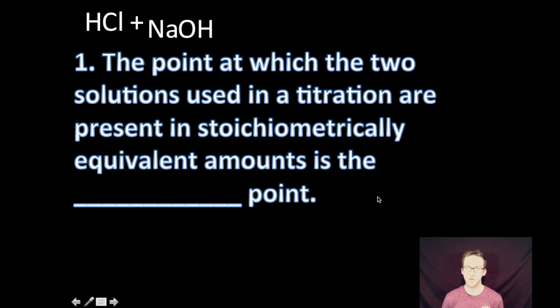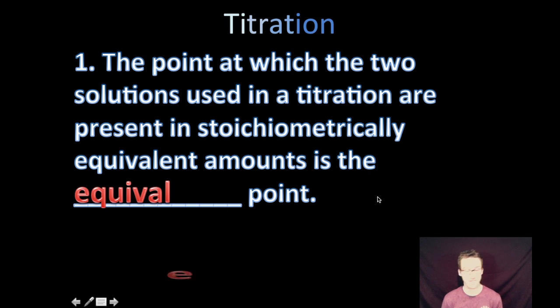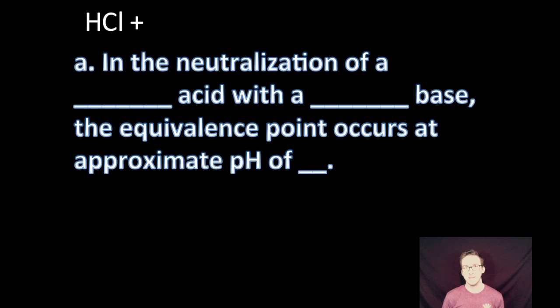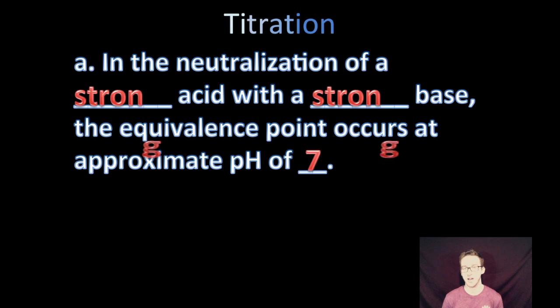Okay, now a couple of vocabulary terms before we dive any further into titrations. You need to recognize that the point at which the two solutions used in a titration, your titrant and your analyte, are present in stoichiometrically equivalent amounts is known as the equivalence point. Now, in the neutralization of a strong acid with a strong base, the equivalence point is going to occur at approximately a pH of 7.